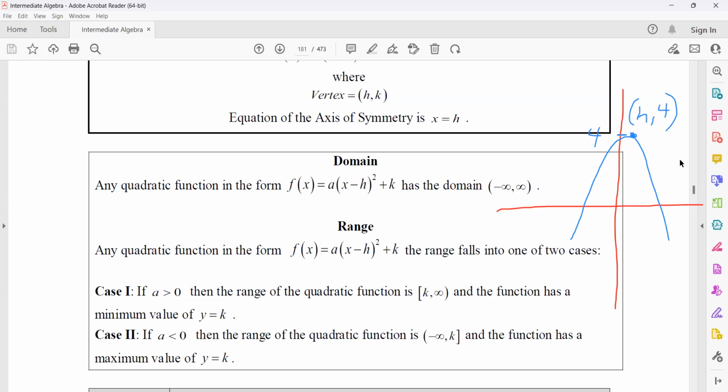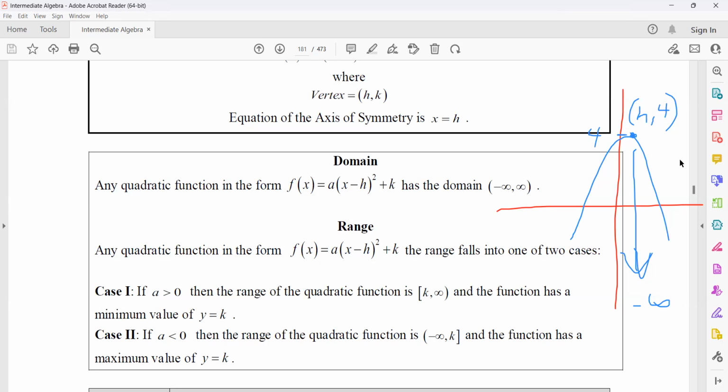Now, you would see that the y is going negative, right? So it's going to negative infinity. And this is when a is less than 0, or when a is negative. So our y starts from negative infinity, and it goes to +4. So 4 becomes our maximum value, the maximum of y. So when the graph opens down, or when a is negative, our graph would have a maximum value.